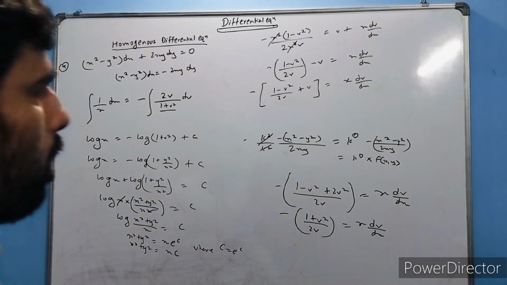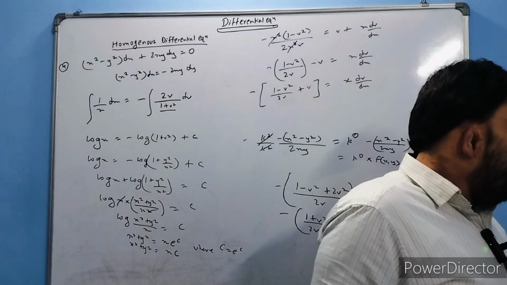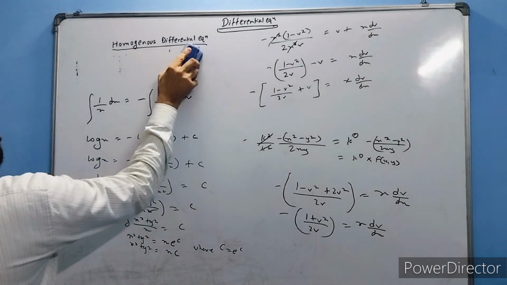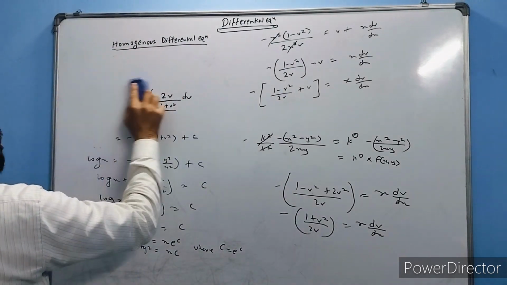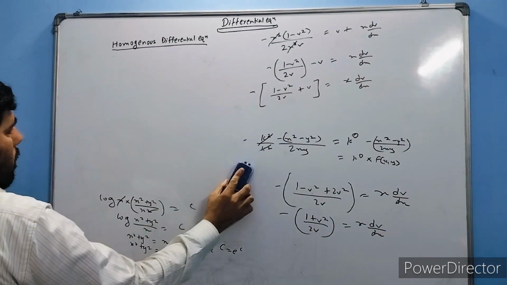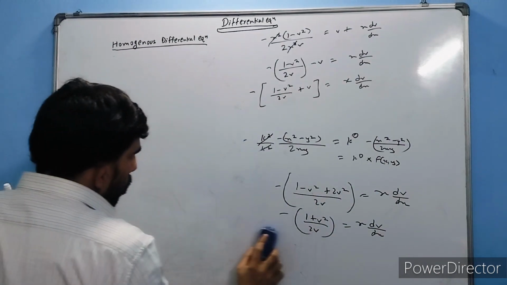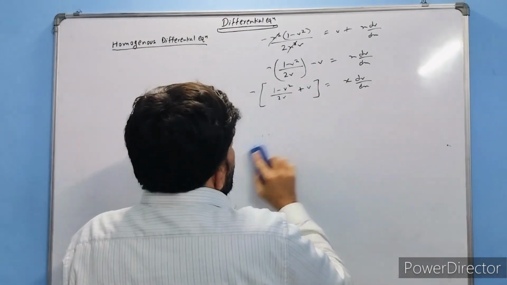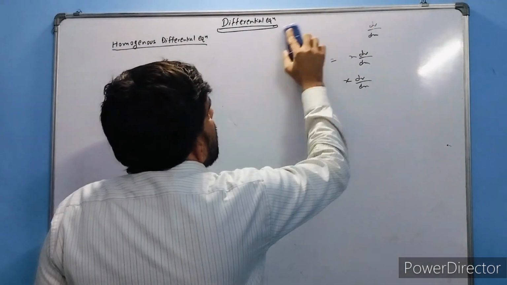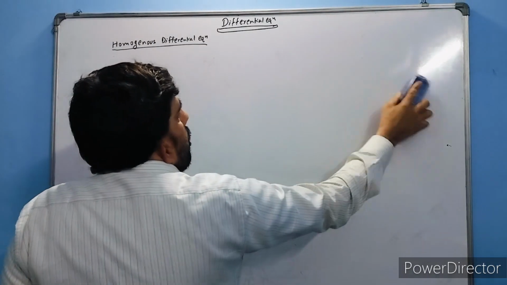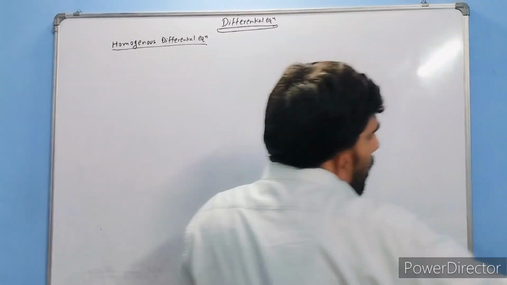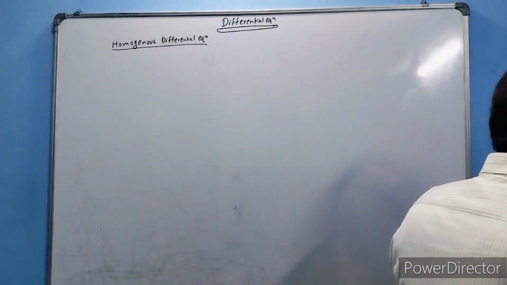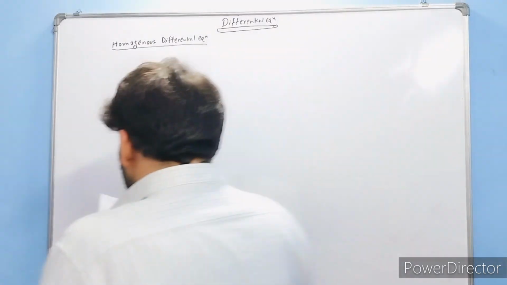Now we'll move on to the fifth question. Okay, we'll see which differential equation is given in the fifth question, and we'll try to find its general solution if it is homogeneous. Otherwise, no need to find the general solution if the given differential equation is not homogeneous. Now let us try the fifth one.